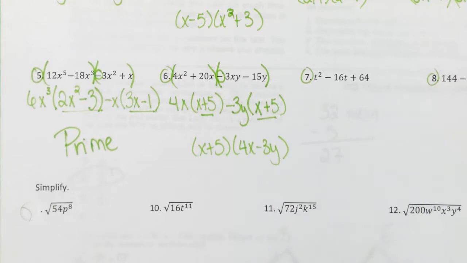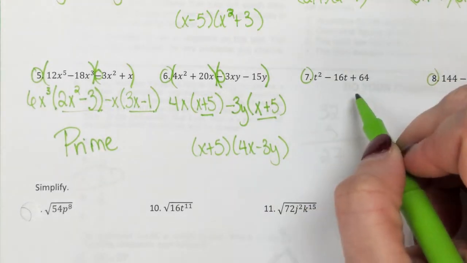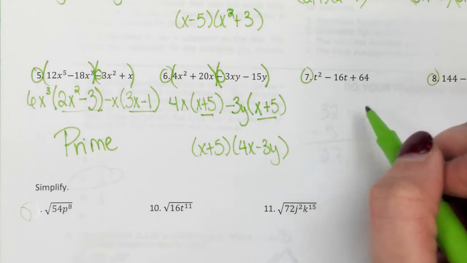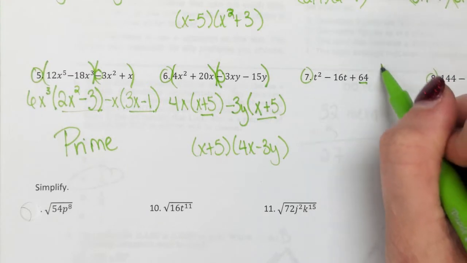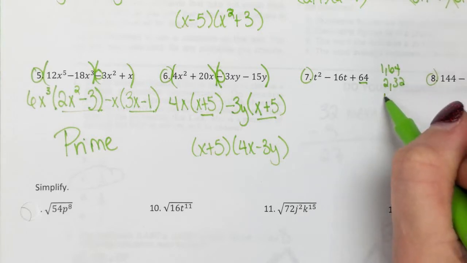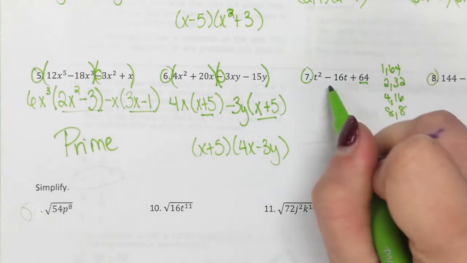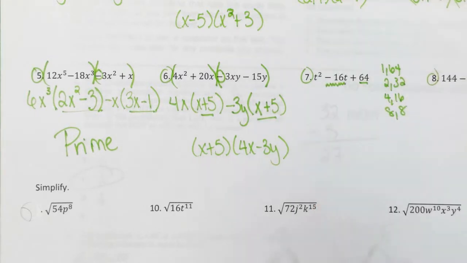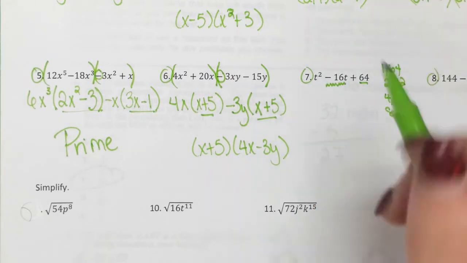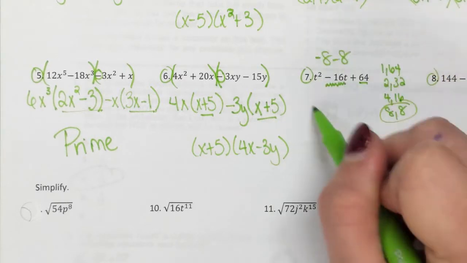Boom. Now, okay? All right, number 7, 3 terms, no GCF. So we do factors of the back number that add or subtract to be the middle number. Which one's that? 8 and 8, how? Both negative. Very good.